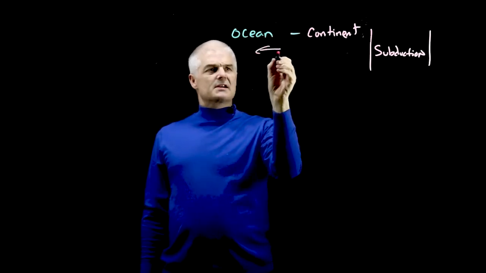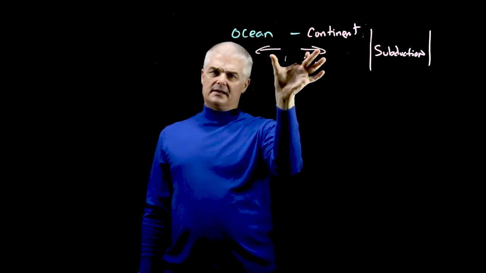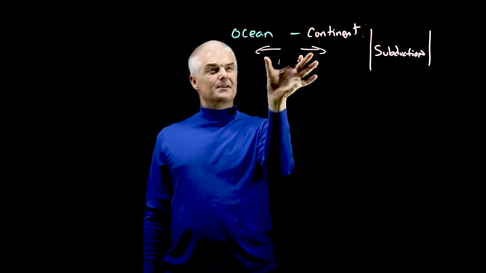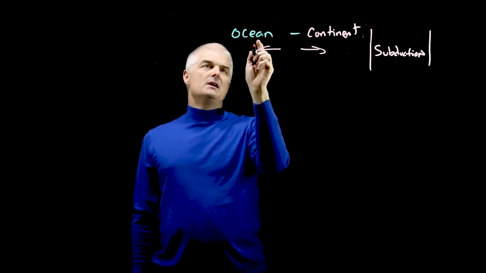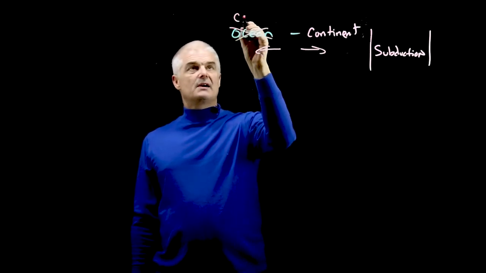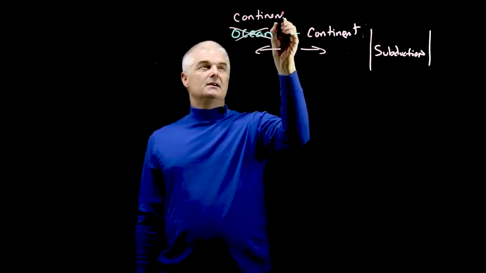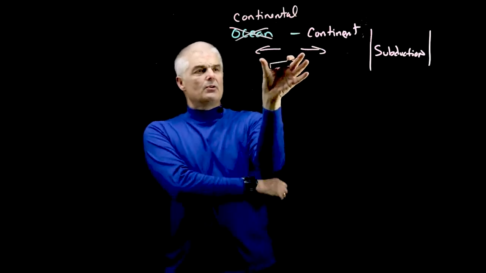You might think in this next one we could have a divergence between ocean and continent, and it turns out that just doesn't happen very often on the Earth, so we will skip this one. But you can do this, where we have a continental, when they diverge.